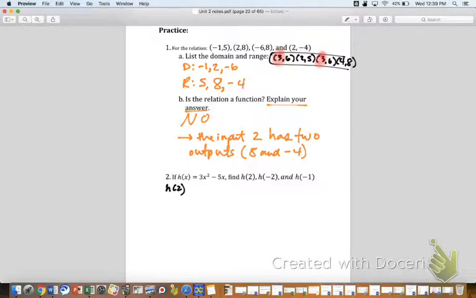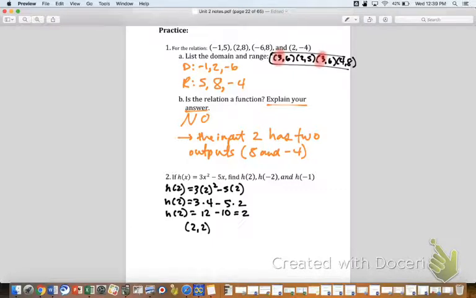Yeah, the input is 2. So this would be 3 parentheses 2 squared minus 5 parentheses 2. I'm trying to follow my good practice with evaluation using parentheses here. So I get h of 2 is equal to 3 times 4 minus 5 times 2. This gives me h of 2 equals 12 minus 10. I got h of 2 is 2. So when the input is 2, the output is 2. And that means the point (2, 2) would be on the graph if I graphed h. That's something else that means.